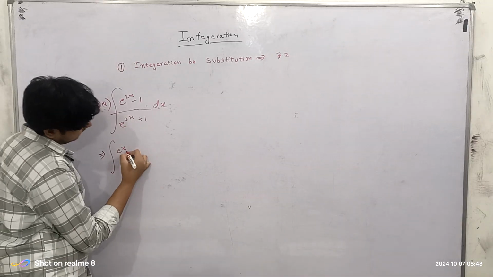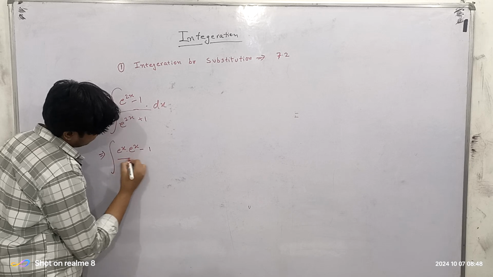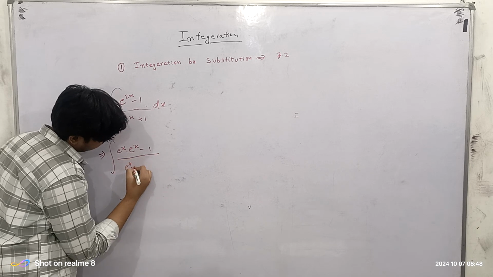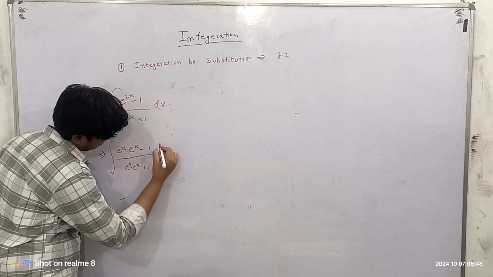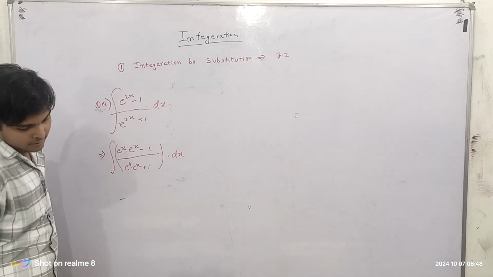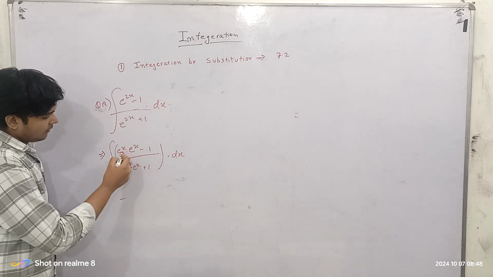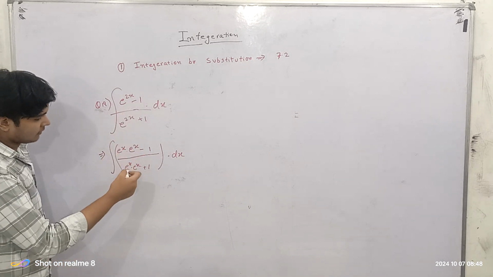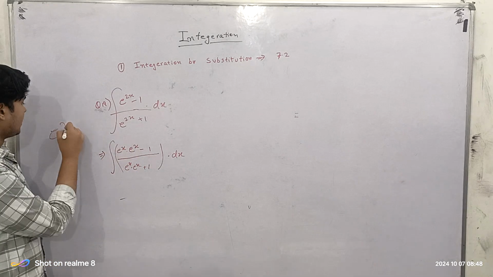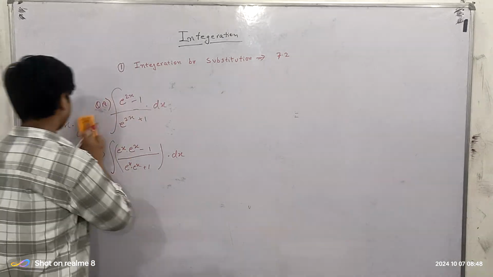Now first we will write it like this: e to the power x minus e to the power x, 1 by e to the power x into e to the power x plus 1, into dx. Normally we can write it like this: e to the power x into e to the power x, that is e to the power 2x. The coefficient of x is the same, and on multiplying the powers get added.